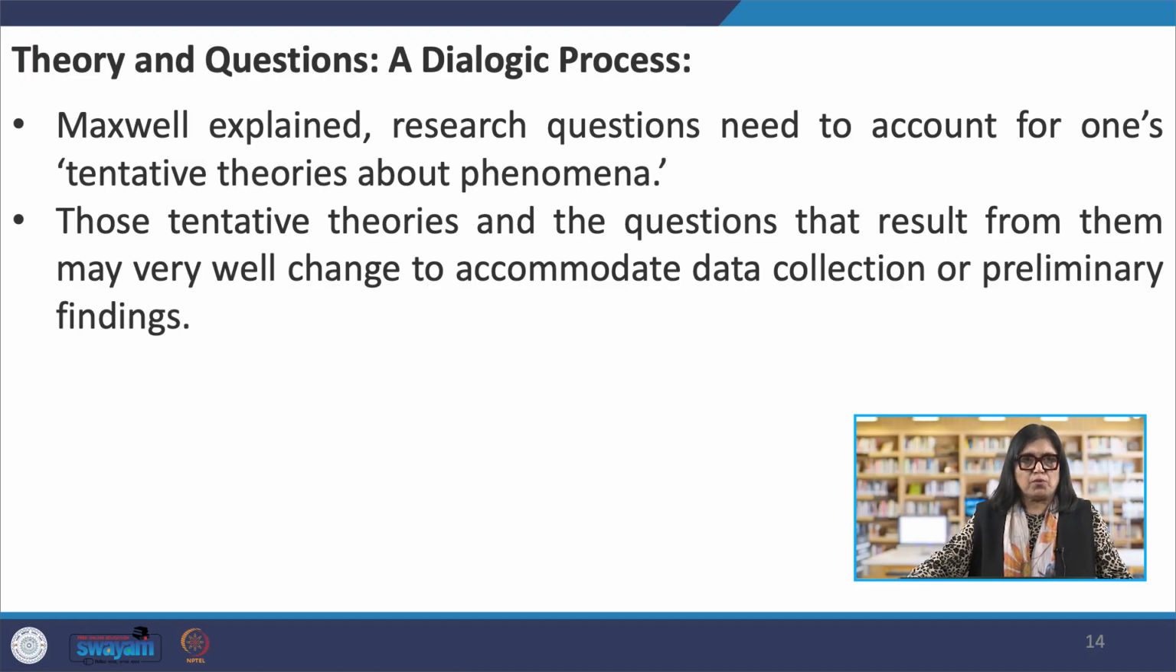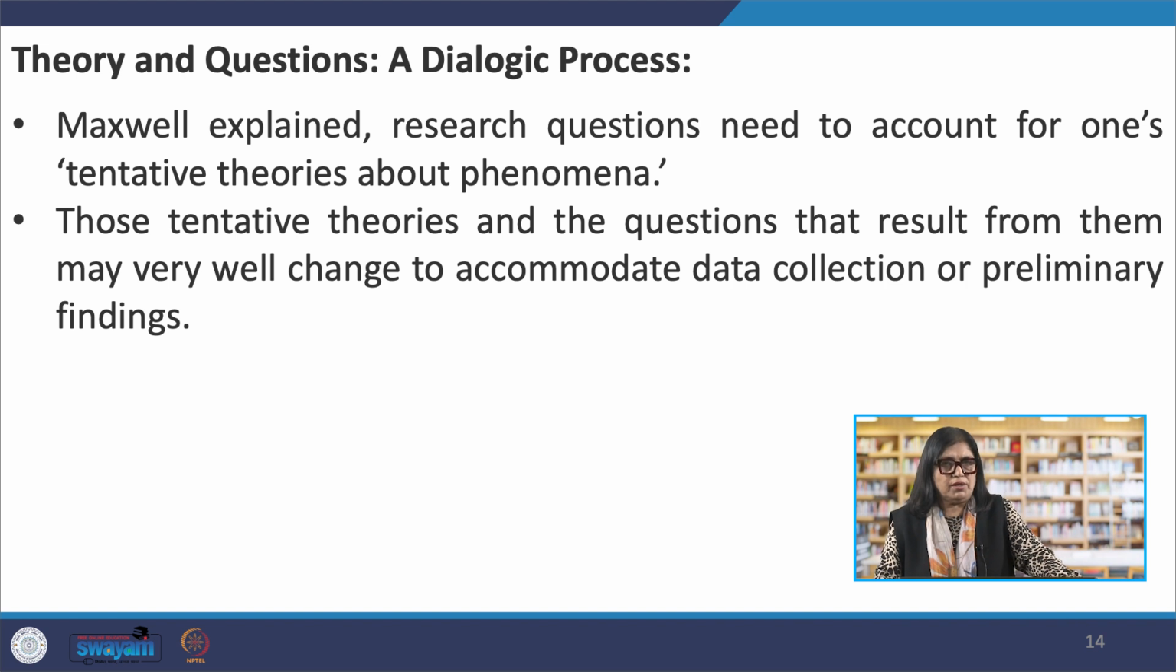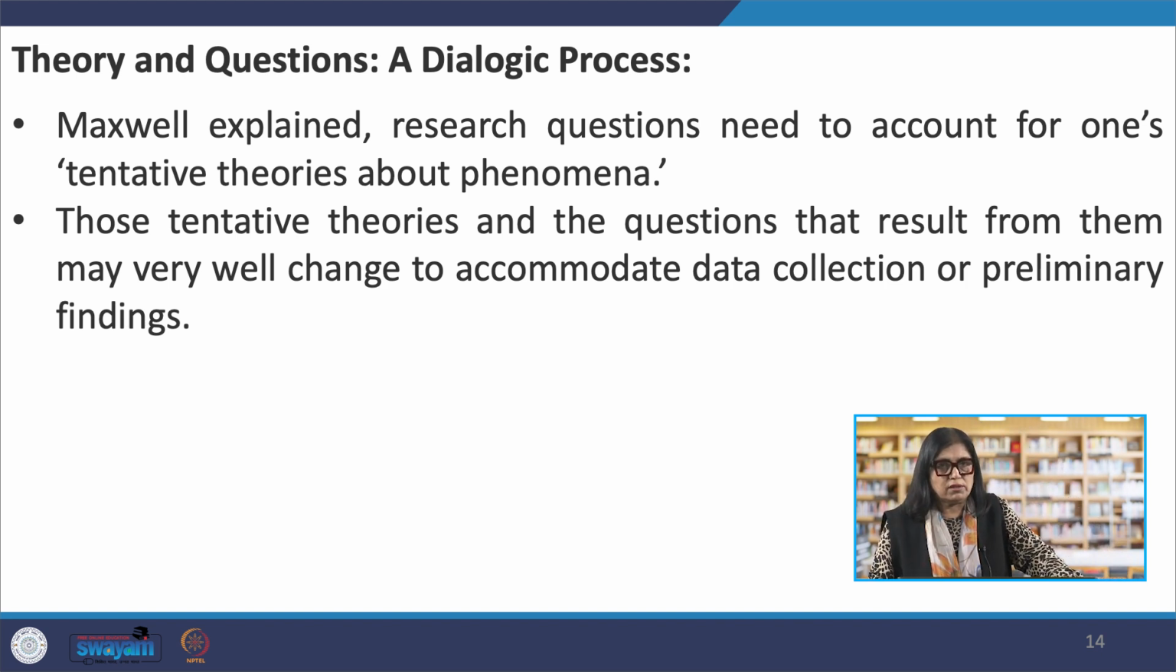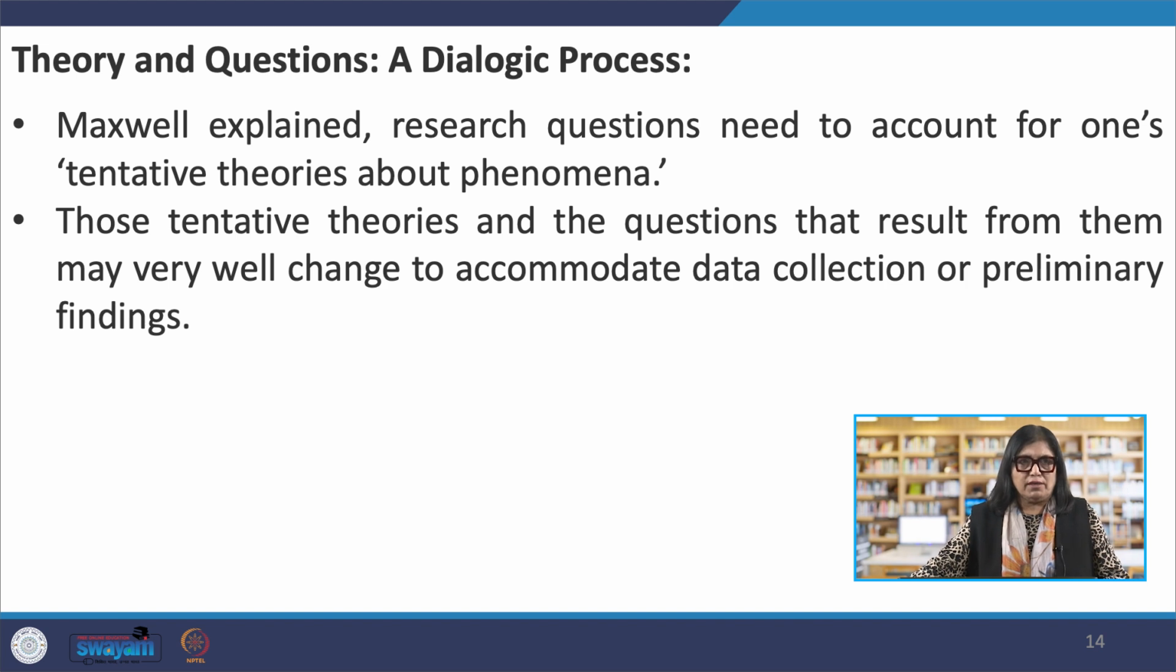Theory and question, a dialogic process. Theory is inextricably linked to research questions, whether the theory is shaping them initially or suggesting new questions as the study unfolds. An overarching question for many qualitative studies will point toward one or more theoretical constructs that frame the study. As Maxwell explained, research questions need to account for one's tentative theories about phenomena. Those tentative theories and the questions that result from them may very well change to accommodate data collection or preliminary findings.